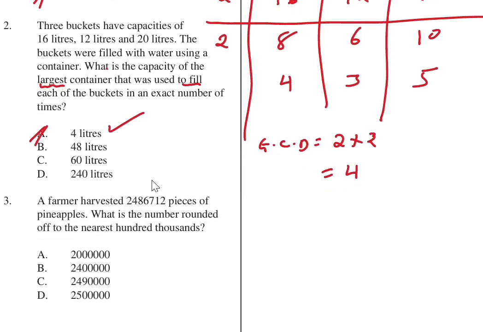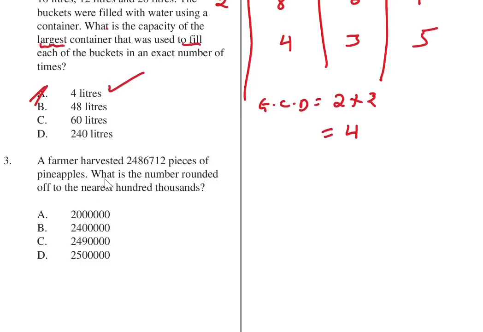We continue to number 3. A very easy question. A farmer harvested a number of pieces of pineapples. What is the number rounded off to the nearest 100,000s? So you know that we start from the left with ones. I'm going to write here, the number is 2, 4, 8, then here we have 6, 7, 1, 2. So this is ones we start with. This is ones, we go to tens, we go to hundreds, we go to thousands, and then tens of thousands, and then 100,000. So we stand here.